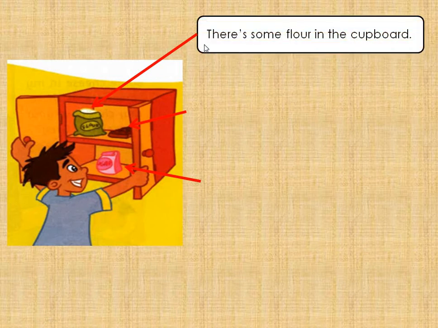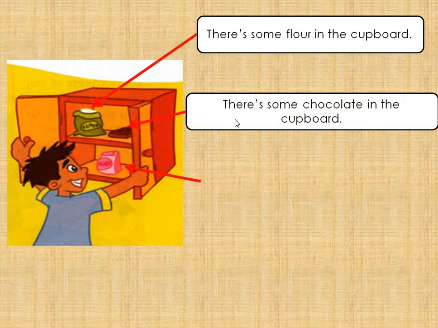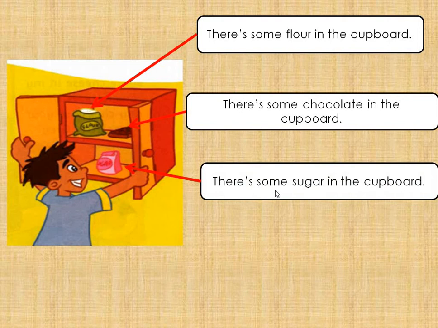First one. There's some flour in the cupboard. Next we have, there's some chocolate in the cupboard. Now we have, there's some sugar in the cupboard. Now teacher says and you repeat. There's some flour in the cupboard. There's some chocolate in the cupboard. There's some sugar in the cupboard.